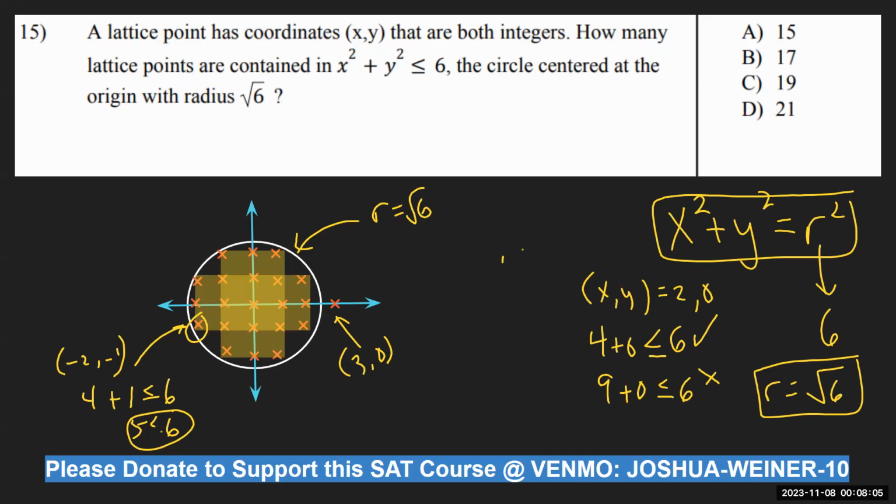So what I would do is count this 3 by 5, that's 15 plotted lattice points. Then these 3 up above, 16, 17, 18, 19, 20, 21, and you get the correct count for the possible lattice points contained in the circle. There are 21 lattice points using all 4 quadrants, right? That are less than the square root of the boundary. The radius is the square root of 6. So that was question 15.